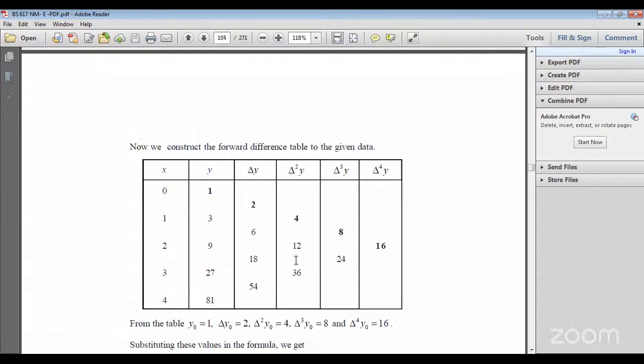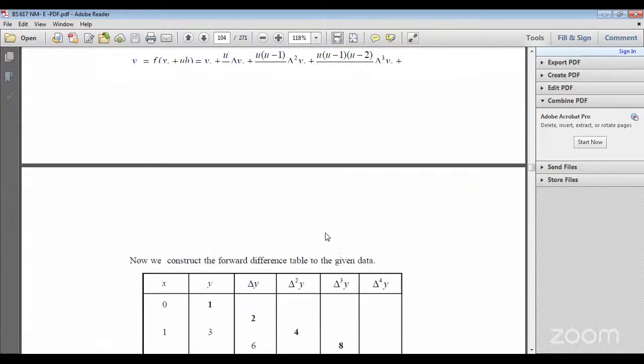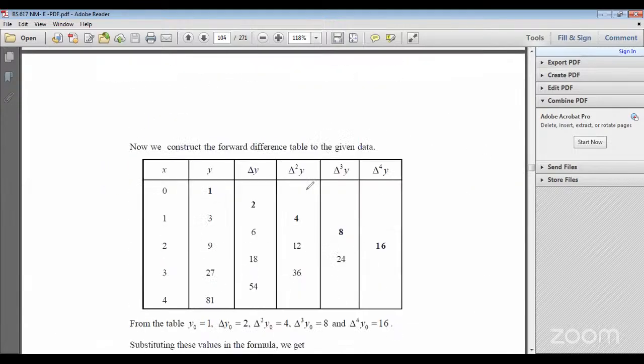x is 0, 1, 2, 3, 4 and y is 1, 3, 9, 27, 81. So we are taking these and writing them here. 3 minus 1 is 2, 9 minus 3 is 6, 27 minus 9 is 18, 81 minus 27 is 54. 6 minus 2 is 4, 18 minus 6 is 12, 54 minus 18 is 36, 12 minus 4 is 8, 36 minus 12 is 24, 24 minus 8 is 16.